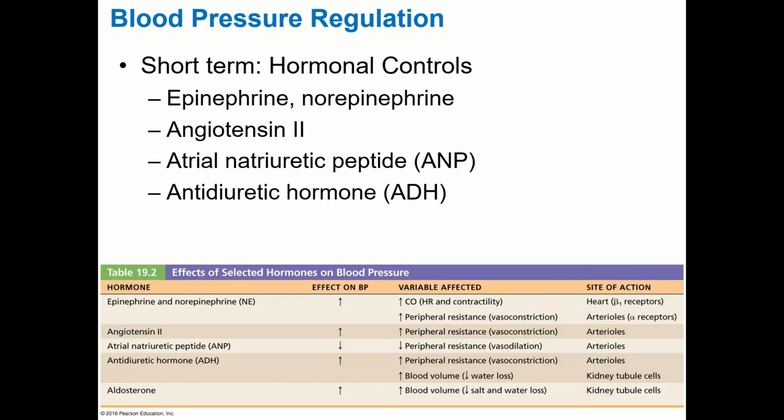Other short-term controls, so we've got hormonal controls. So we'll talk about the endocrine system separately, but there are some endocrine controls to help us maintain blood pressure. So the first hormonal controls are epinephrine and norepinephrine, and those two are neurohormones. They serve both as neurotransmitters and hormones.